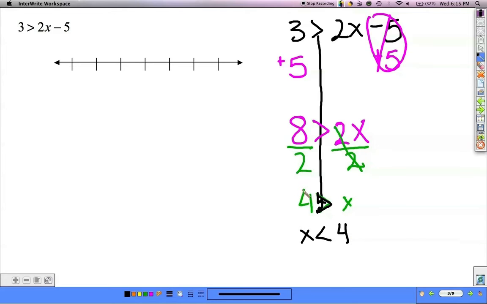So again, we graph it by writing the 4 in the middle of our number line, values lower than 4 to the left, values greater than 4 to the right, putting a circle above 4, and then covering all of the values that are less than 4, or following the arrow.